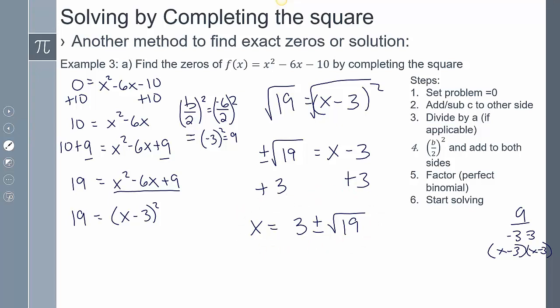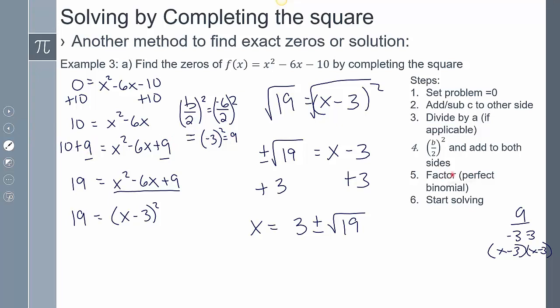So the first thing I did here is I set the problem equal to 0, which is what I did here. Then I added and subtracted c to the other side. So I got rid of this c here, so I added it to both sides there. Then I divided by a. If there was an a here, I need to divide by it. There wasn't any, so I didn't worry about it. Step 4 says take b over 2 squared and add it to both sides. So here's my b. I took it, divided it by 2, and squared it, and so I got 9, and so I added that 9 to both sides.